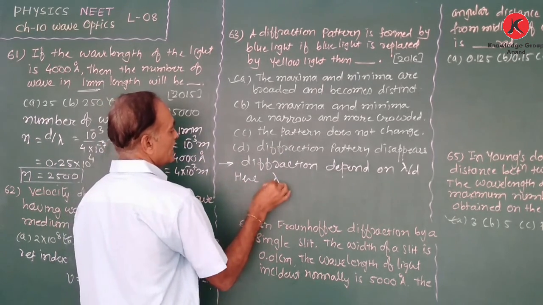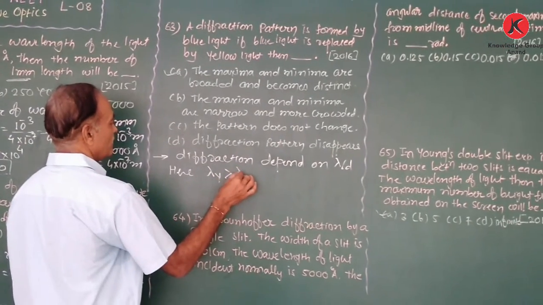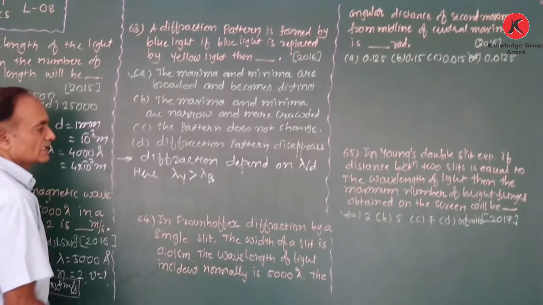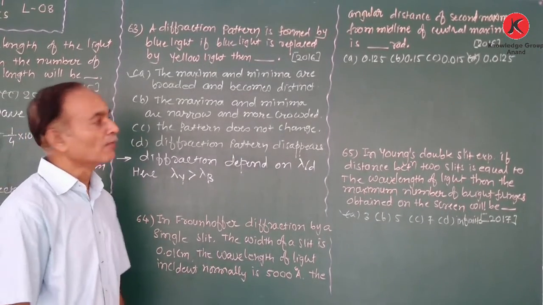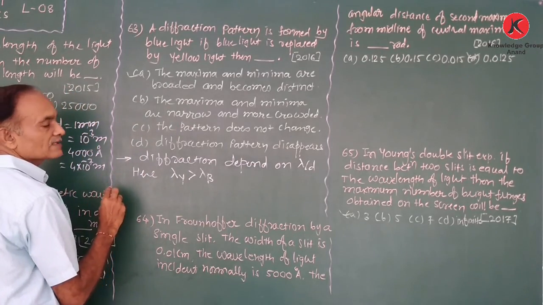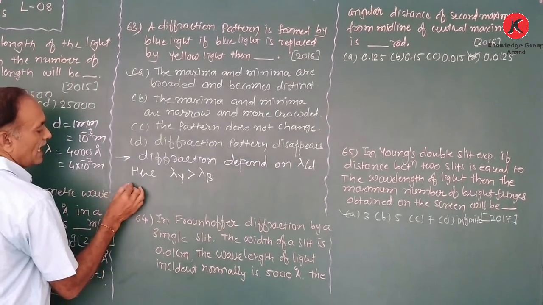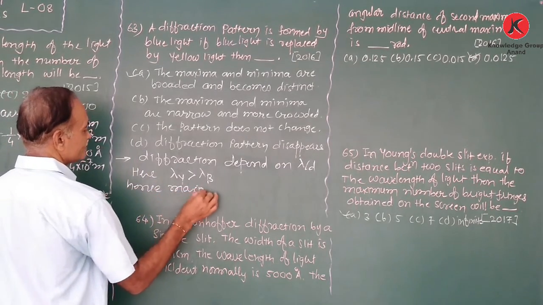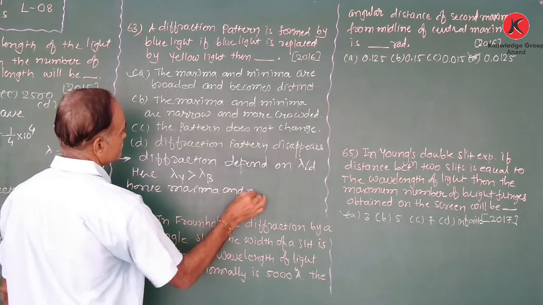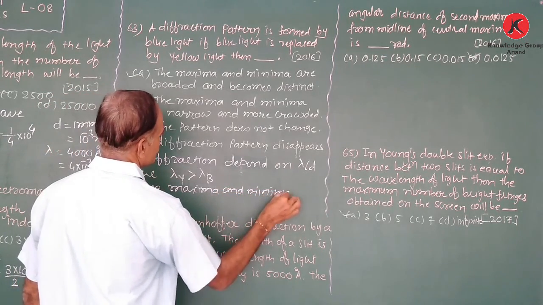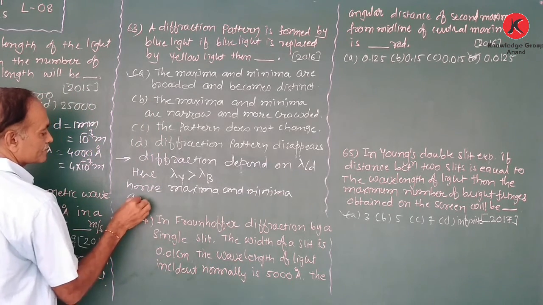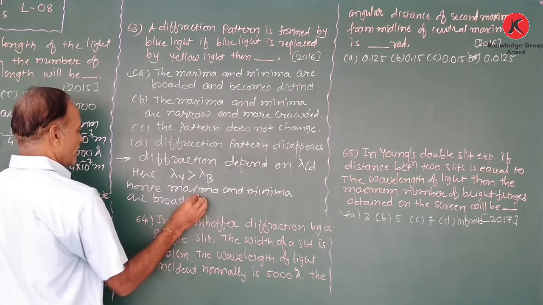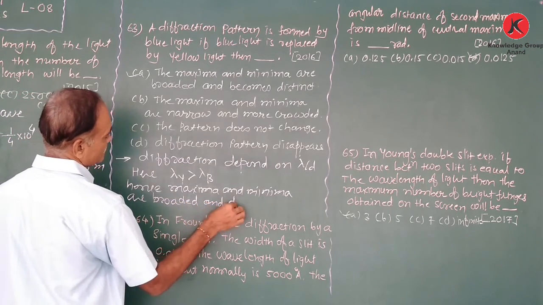Here the wavelength of yellow light is greater than the wavelength of blue light. Therefore, the diffraction pattern becomes more broadened and distinct. Hence, the maxima and minima become broadened and distinct.